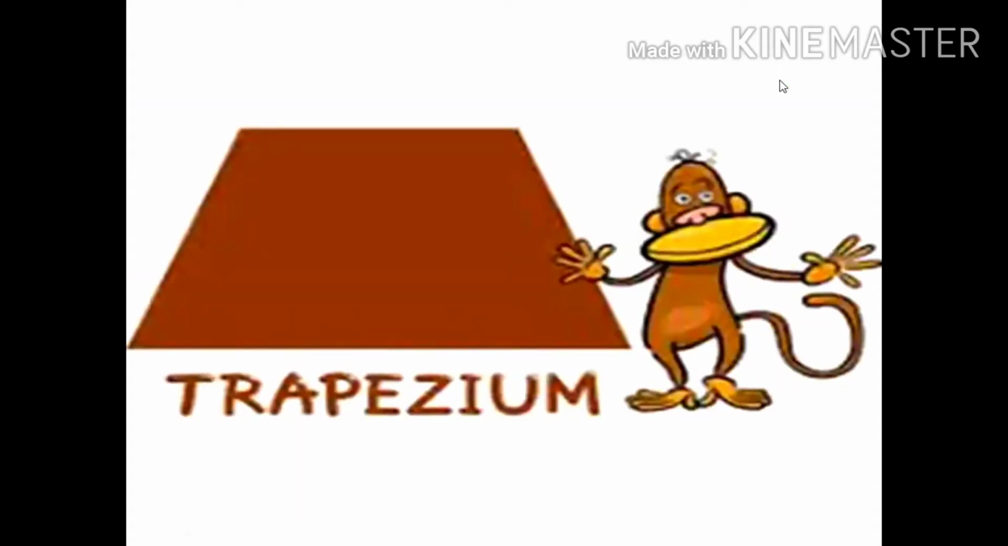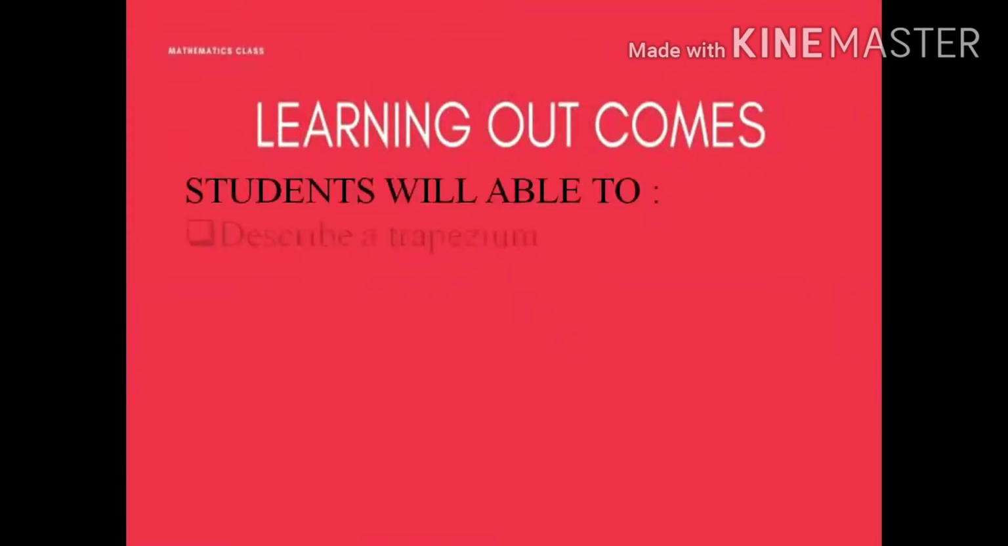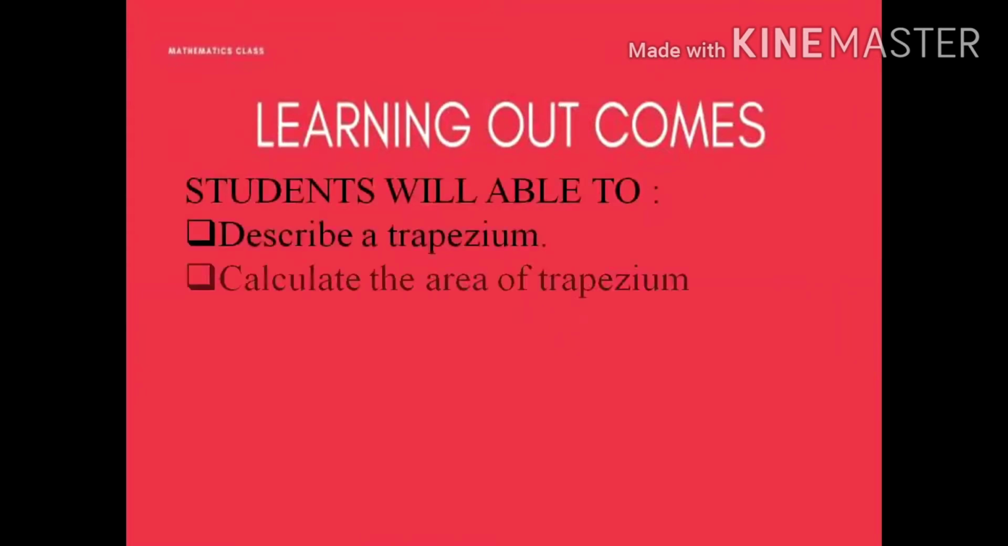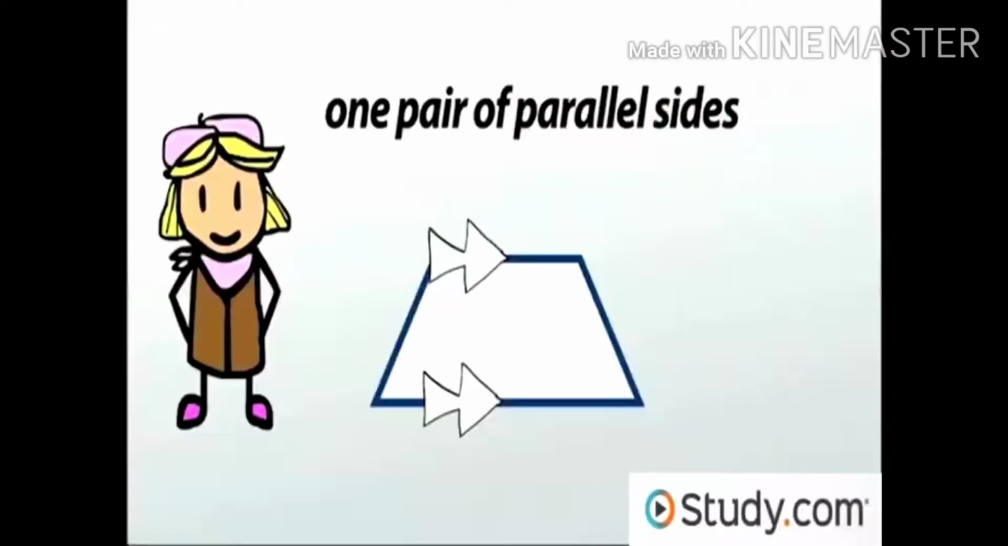Today's topic is trapezium. After watching this video, you people will be able to describe a trapezium, calculate the area of a trapezium, and solve problems related to the altitudes and the length of the sides of a trapezium. What is a trapezium? We have discussed yesterday also. One pair of parallel sides. A quadrilateral having one pair of parallel sides is called a trapezium.